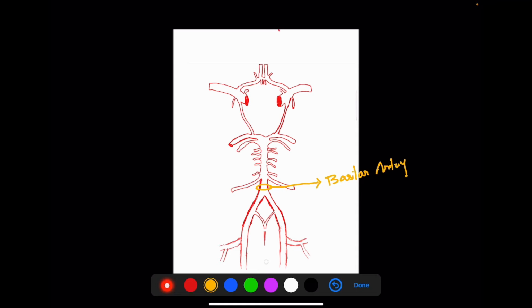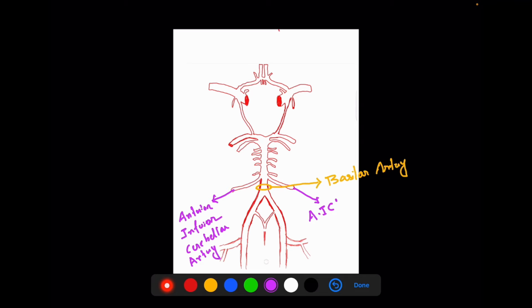And along the basilar artery there is another branch, from both sides here and here, that is called the anterior inferior cerebellar artery. I'm using the short form here, AICA, anterior inferior cerebellar artery. These two branches.